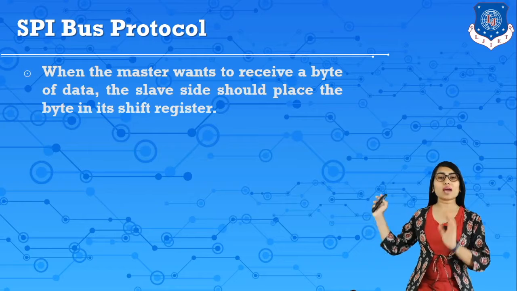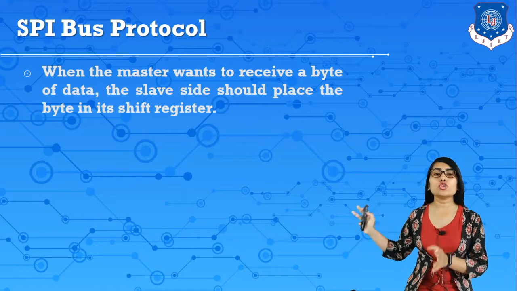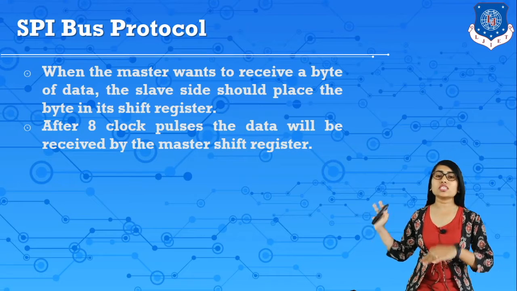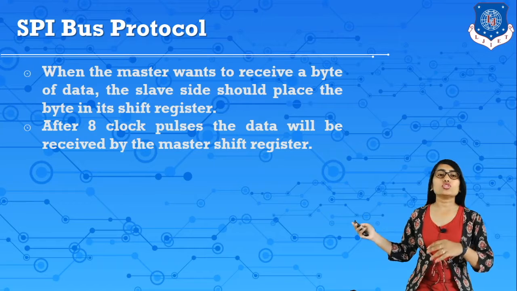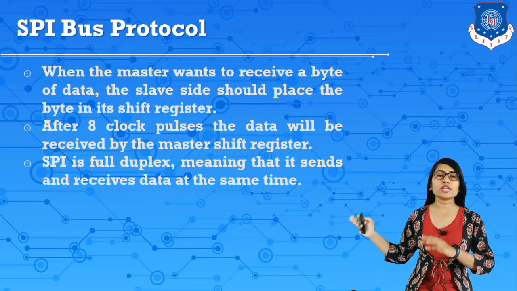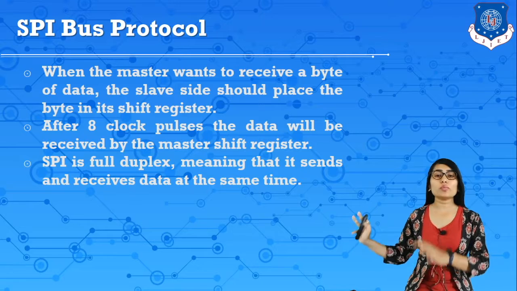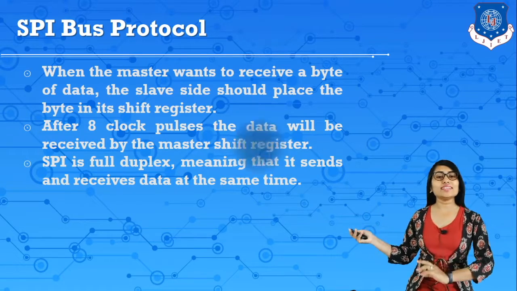When the master wants to receive a byte of data, the slave side should place the byte in its shift register. After 8 clock pulses, the data will be received by the master shift register. So this is how the transfer occurs. SPI has full duplex transmission, meaning that it sends and receives data at the same time.